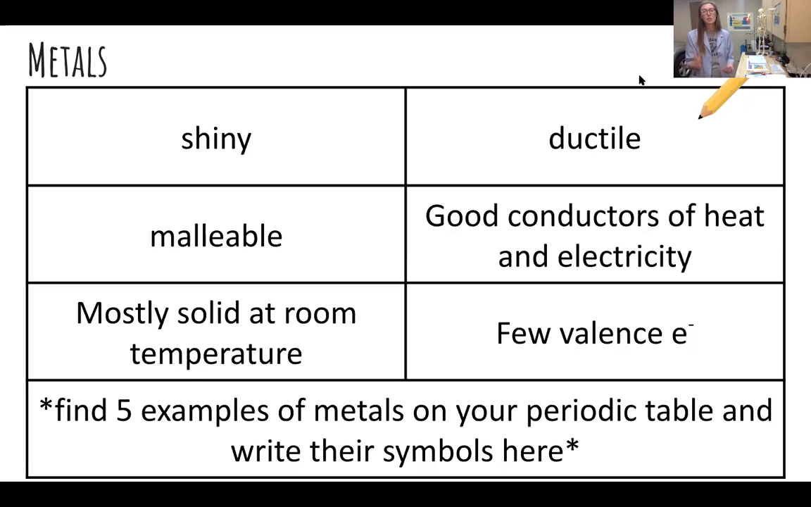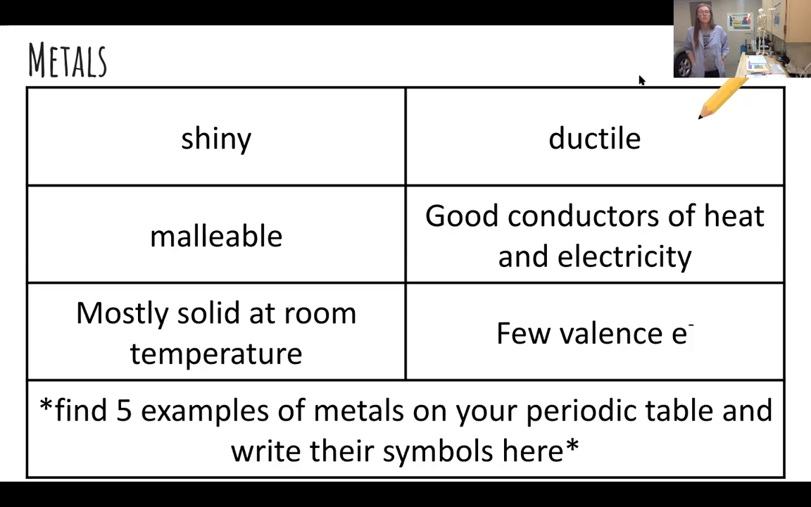Whatever is convenient for you. But this is a summary of these characteristics that all of our metallic elements are going to have. So looking at our periodic table, things like copper and nickel and cobalt all tend to be, for the most part, shiny. They tend to be ductile. They tend to be malleable. They're good conductors. They're mostly solid at room temperatures, and they have few valence electrons.